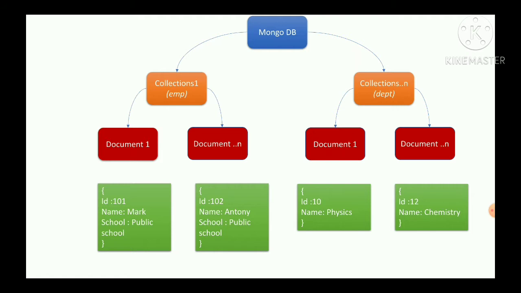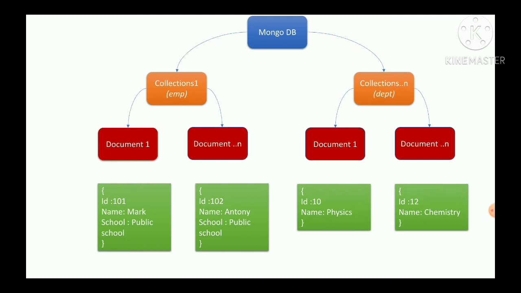So you need to read this diagram from bottom to top. In MongoDB, the values are stored in key value format. On the left side, there are two boxes. The green boxes contain ID, name and school. ID, name, school are all called keys, and they have the appropriate values: 101, name is Mark Anthony, and school is public. These values are stored within curly braces. This is called JSON format, JavaScript Object Notation format.